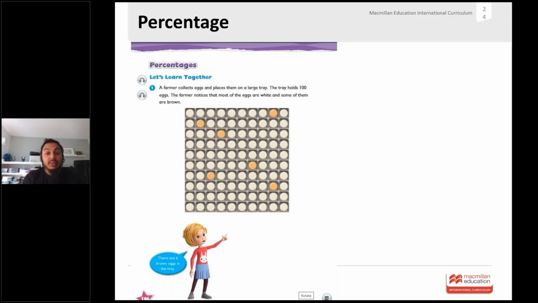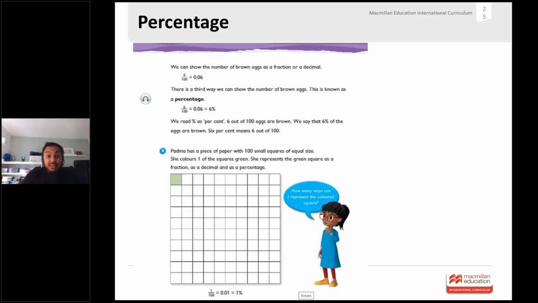Here we've got 100 eggs, out of which 1, 2, 3, 4, 5, 6 are brown, the rest are white. We're already thinking about 100, right? We know percentages are out of 100, so that makes it easier to think about percentages. The book starts off with 100. 6 out of 100 is, as a fraction, 6 hundredths, which is 0.06 as a decimal. As a percentage, that's 6%, because percentages are out of 100, and this is already out of 100, which is ideal for us.